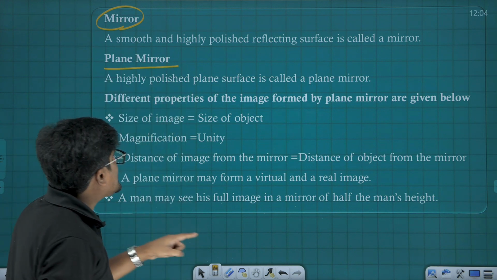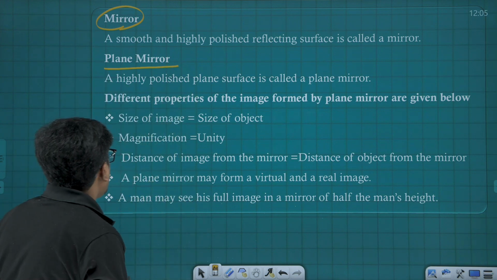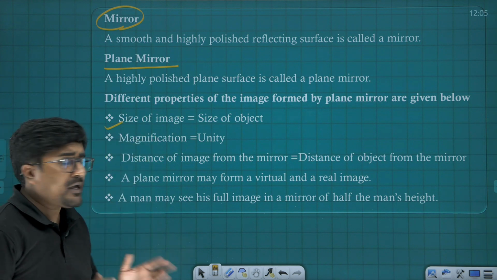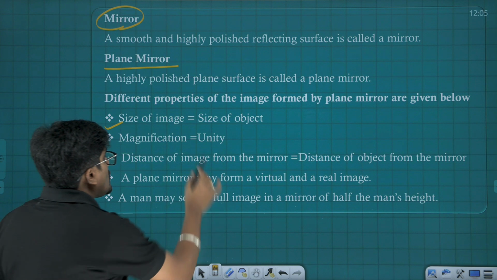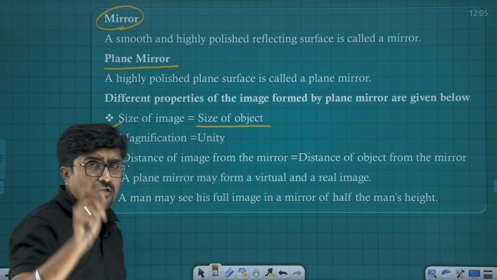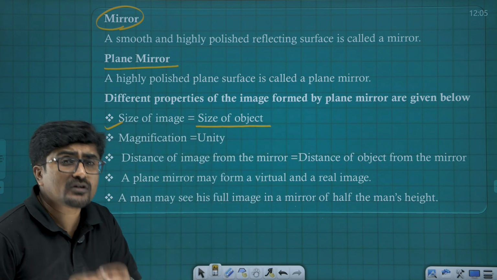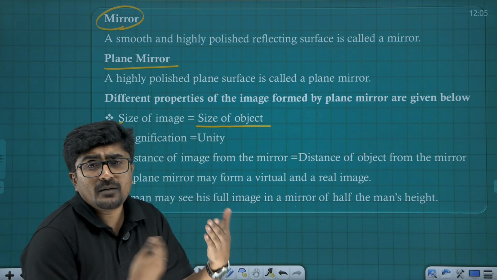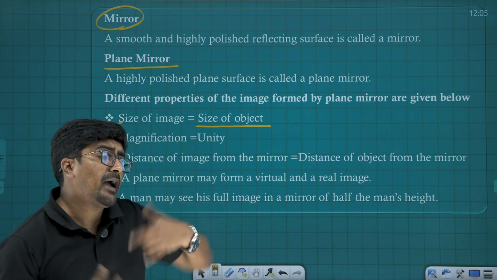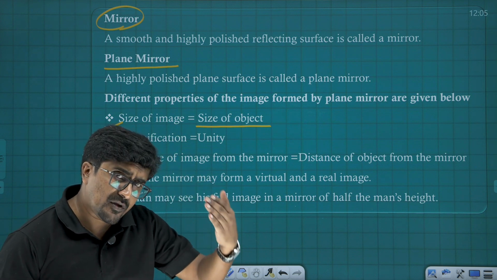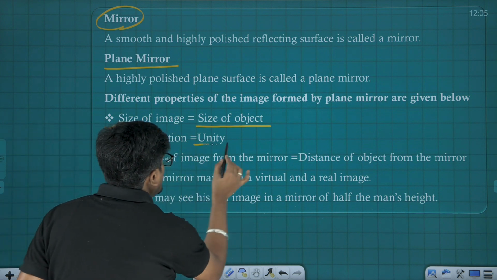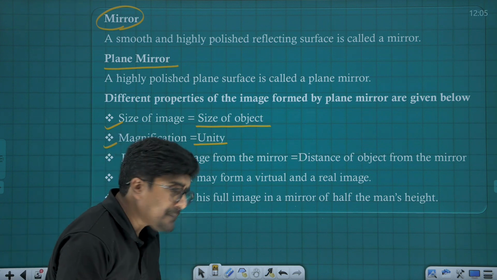Alright, so while discussing the plane mirror, the first important thing we need to understand is the size of the image. The size of the image will be the same as the size of the object. That's point number one. Point number two is about magnification. Magnification is a comparison of the size of the image and the size of the object. So magnification is basically the ratio of size of image upon size of object. So in this case, magnification is equal to what? Unity, that means 1. That means the size is the same.